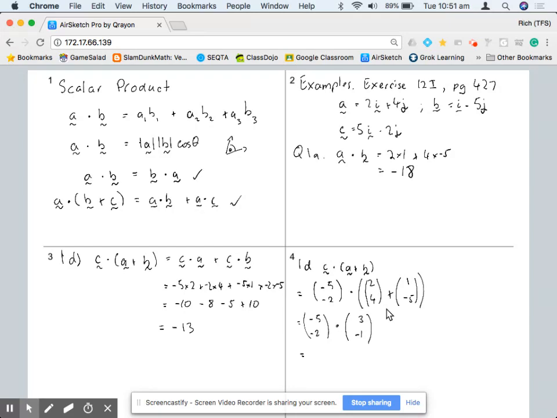Okay, now I'm going to dot product them, and I get negative 5 times 3 plus negative 2 times negative 1. And negative 5 times 3 is negative 15. Negative 2 times negative 1 is positive 2. And that gets me negative 13, which is the same as what we got in slide 3. Yeah? So either approach would have worked, and it depends on where you feel more comfortable, really.